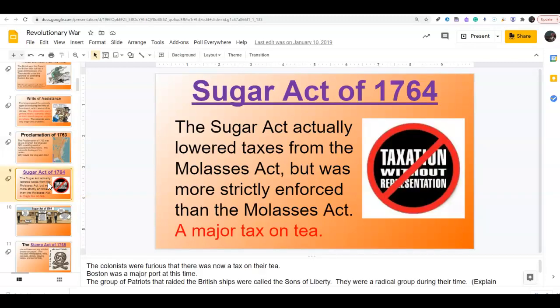The Sugar Act of 1764, they already had something called a Molasses Act. The Sugar Act actually lowers the price of sugar from the Molasses Act. However, it becomes a lot more strictly enforced. And as a result of this, what the citizens begin to do, the colonists, they actually start smuggling in tea. So the colonists' reaction to the Sugar Act is to smuggle in tea.